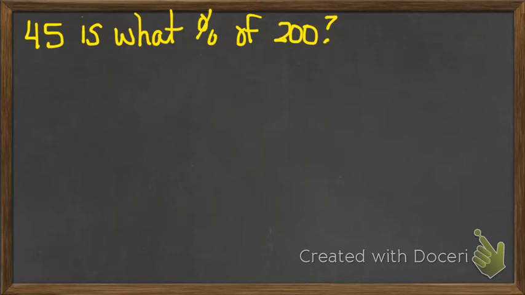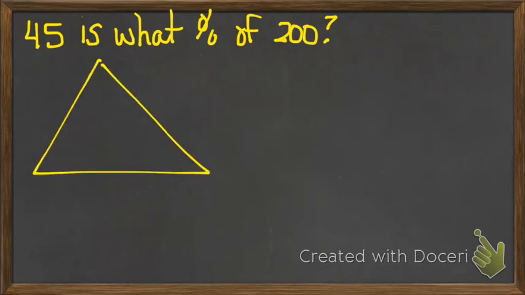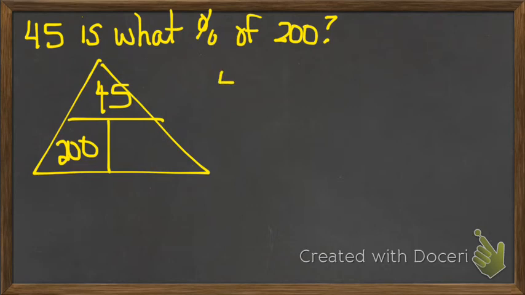Now for me, it's better if I make a triangle so I can see where numbers go. Maybe you don't need a triangle, I do. Rule number 1 is the word of, and look what came right after the word of: 200. Rule number 2 is percent. I don't see a percent. Rule number 3 is whatever number's left over goes in the is, so guess where 45 goes? In the is. So it looks like this to begin with, 45 over 200.